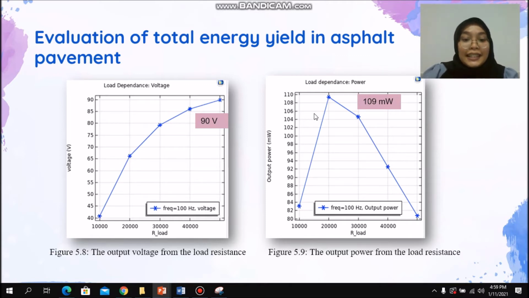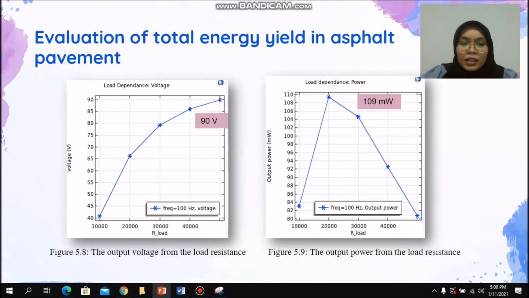So from this data, it can be seen that the external electrical load resistance plays a significant role in determining the level of the electrical power of the PCT array model in asphalt pavement. Based on the simulation analysis, we can see that the highest one is 100 milliwatt at 20 kilo ohm resistive load with the frequency of 100 Hz.